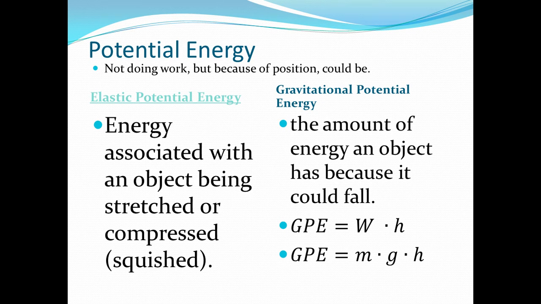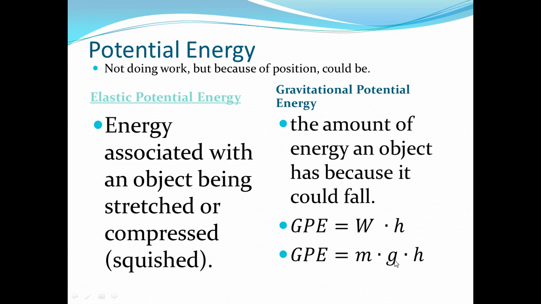Now, if we look here at the formula, we have 2 different formulas. This one right here shows W times H. W is referring to an object's weight, which is the amount of gravity acting on the mass. So if we look at this formula down here, mass times gravity times height. So if we have the mass of the object, and on Earth, the gravity is pretty constant, so we generally just refer to it as weight.